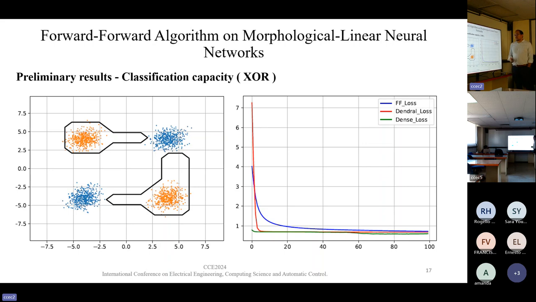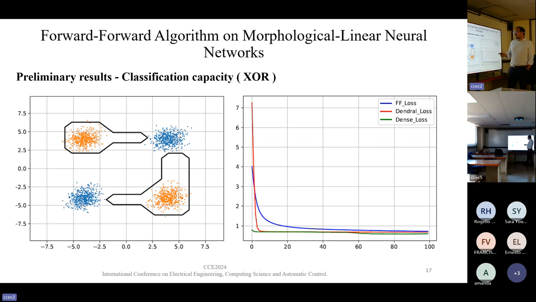Preliminary classification results: this is the simplest XOR problem. We can see that our neural network performs a good classification of the patterns. The important thing to notice here is that these surfaces are closed. This is a characteristic generated from the morphological neurons.